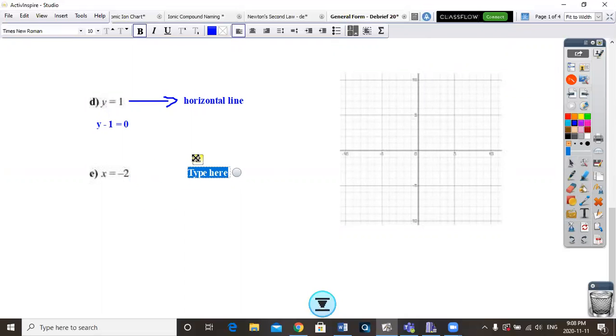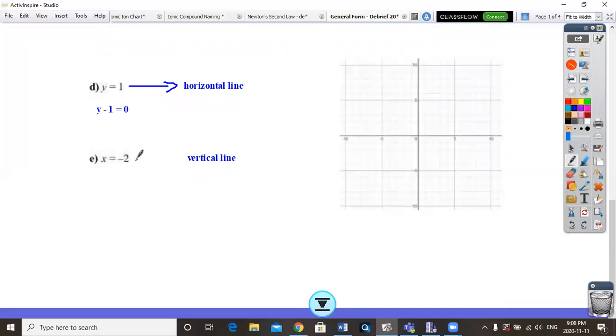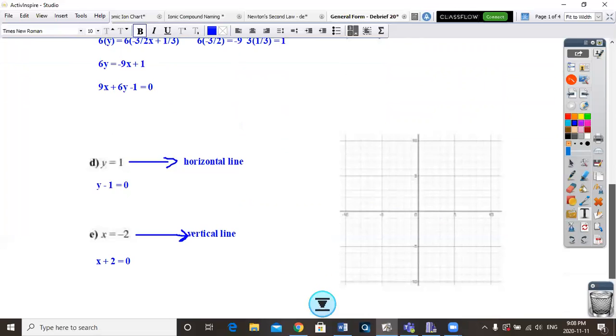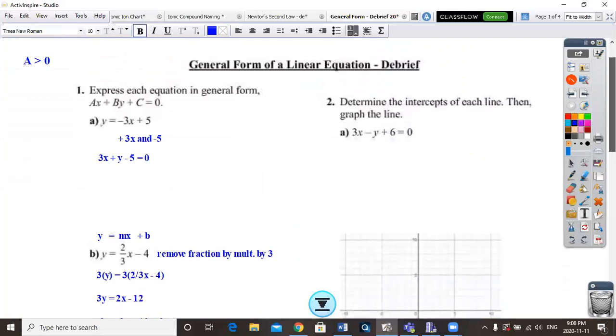The x equals a number, that is a vertical line. Remember it has a slope that's undefined. So x equals any number is a vertical line. And again, to get the standard form, we just have everything on one side. So it's -2 on the right, so we're going to add 2 to the left. So x plus 2 equals 0 for standard form. Sorry, I didn't mean to say standard form, general form. So remember, the general form is always set equal to 0.